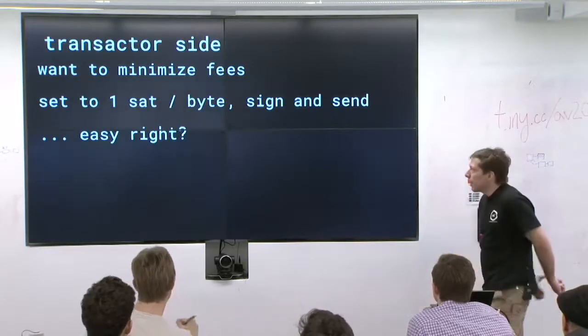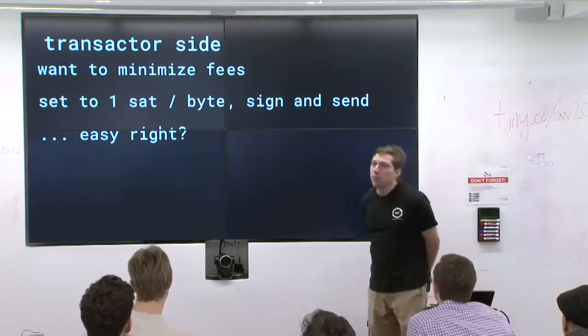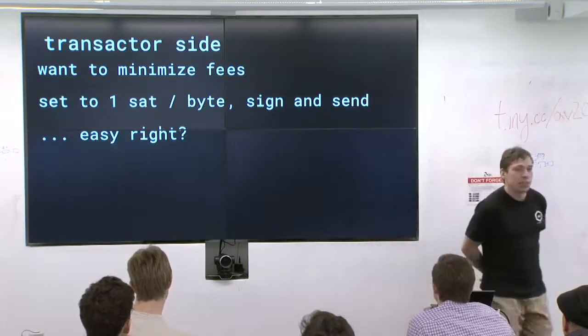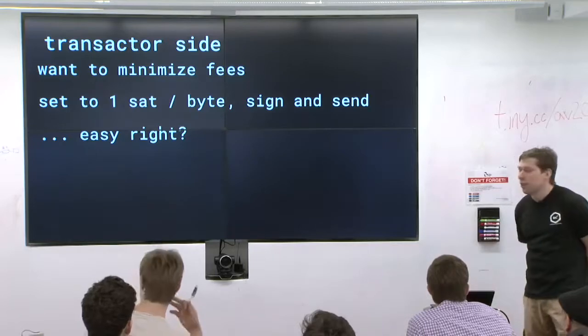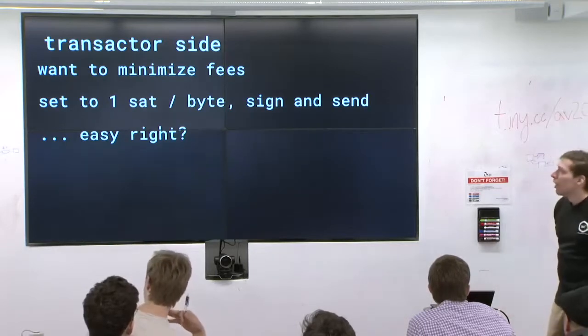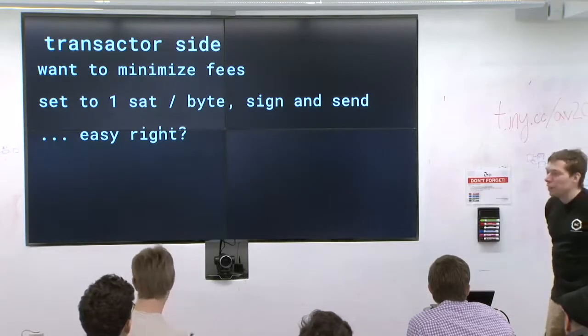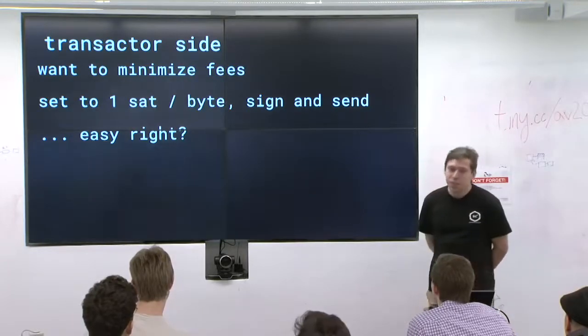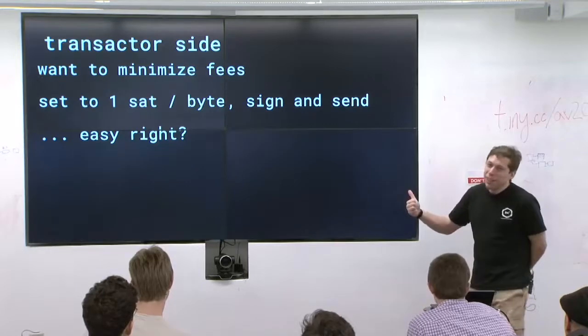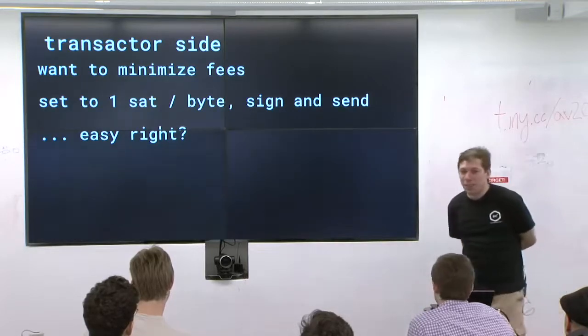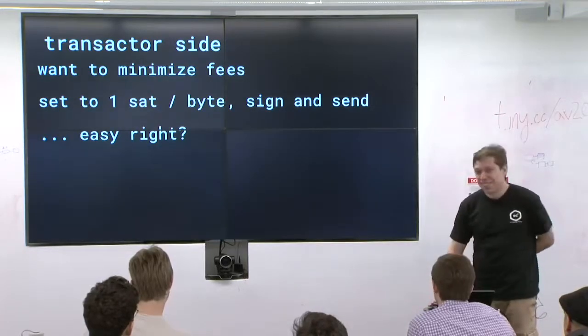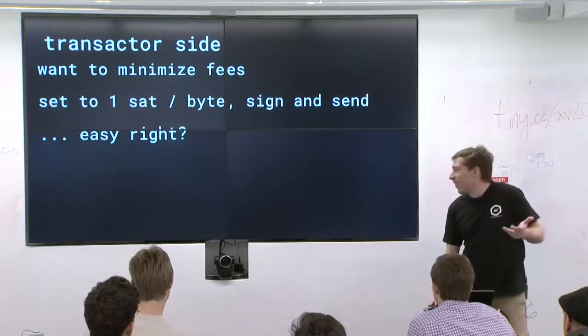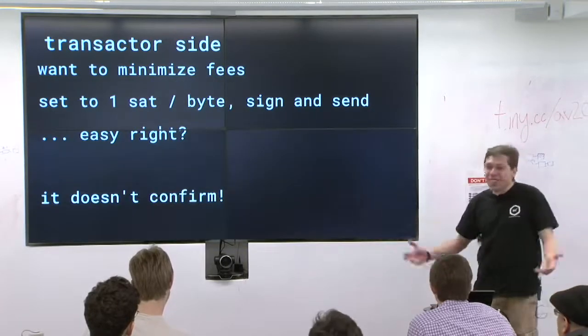From the person transacting on their side, you want to minimize fees, right? You don't want to pay these miners. They already make gazillions of dollars anyway from all the new Bitcoins they're generating. Bunch of jerks. So you set your fee to 1 Satoshi per byte, so you know it'll be relayed. You sign it, and you broadcast. Easy, right? So what's the problem here? It doesn't confirm. All the miners ignore it.